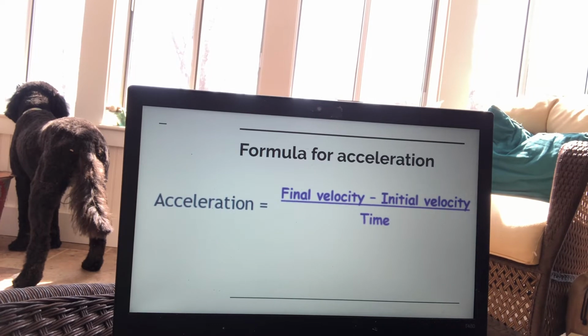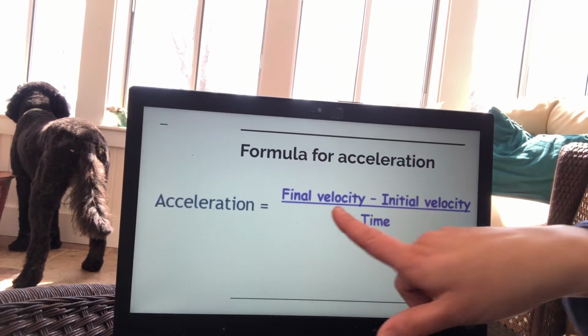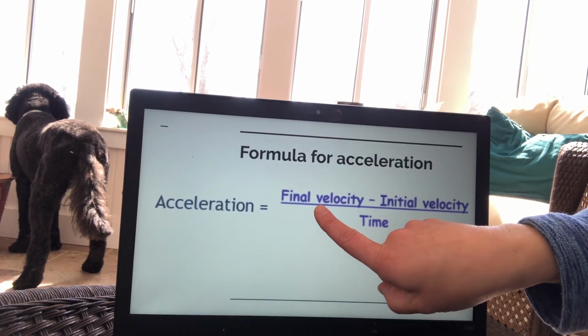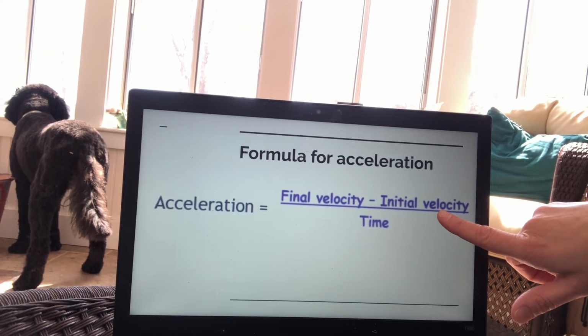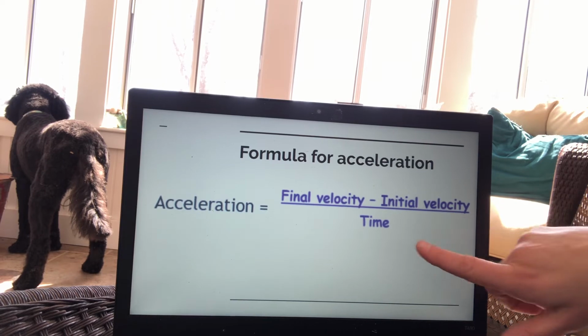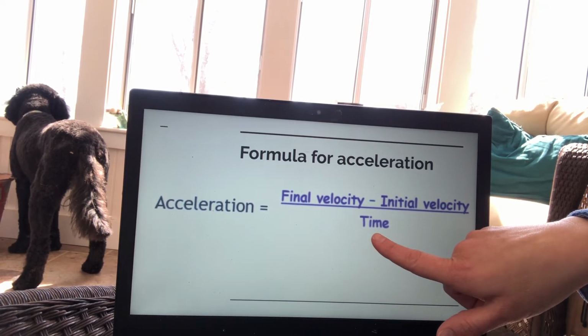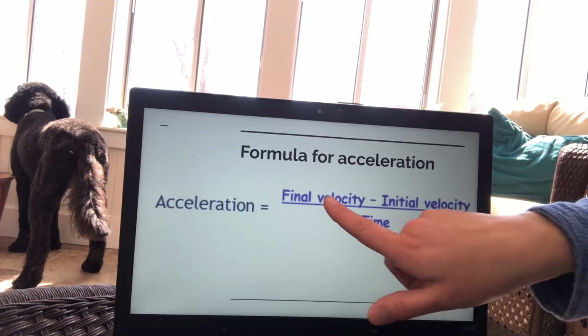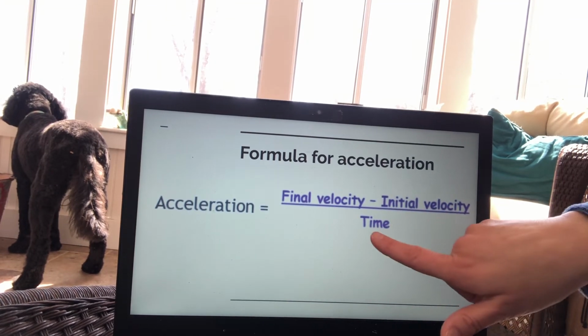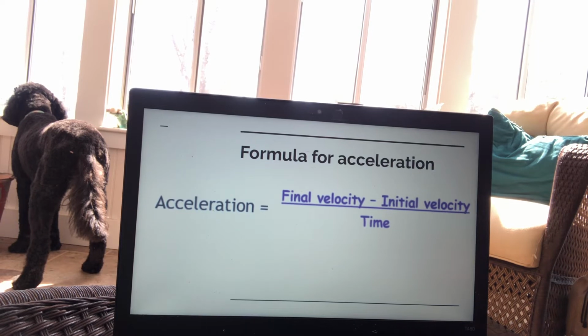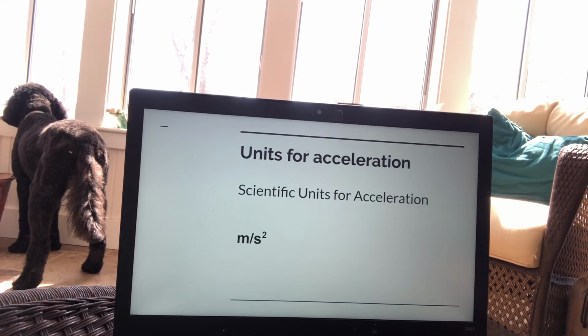So if you're going to the mall with your mom, like we were discussing, your final velocity is your highway speed of 55 meters per second, minus your initial velocity, which would be 25 meters per second, and let's say that that took us 30 seconds. So final velocity 55 minus 25 is 30, divided by 30. That would make us 1 meter per second squared for acceleration.